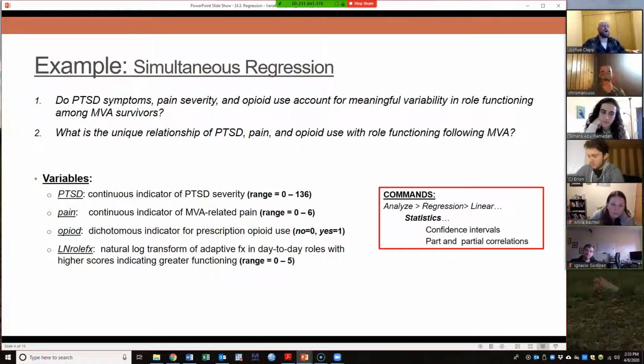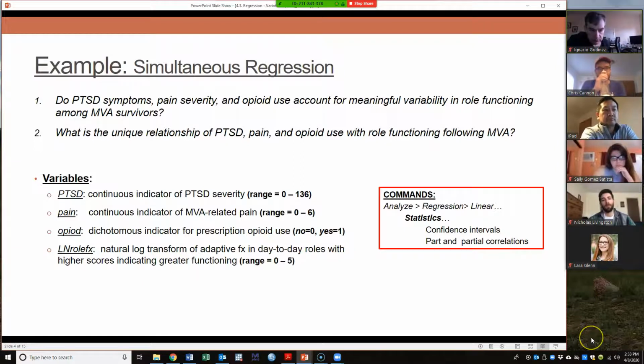All right, cool. So for a simultaneous regression, again, we're going to use the same data that we were using for our screener. So we've got a couple different questions. First question: do PTSD symptoms, pain, and opiate use account for meaningful variability in role functioning among motor vehicle accident survivors? Okay. Chris C., for question one, what statistic is answering this question? What do you mean by what statistic? Like, what's our dependent variable? No. Like, in my regression output. My regression gives me a bunch of stuff. If my question is, does the best linear combination of PTSD, pain severity, and opiate use account for meaningful variability in role functioning?